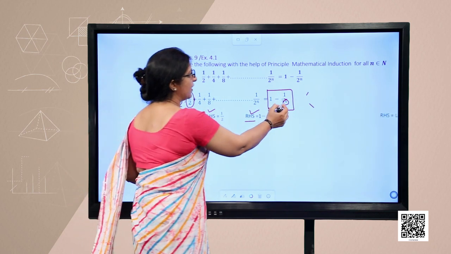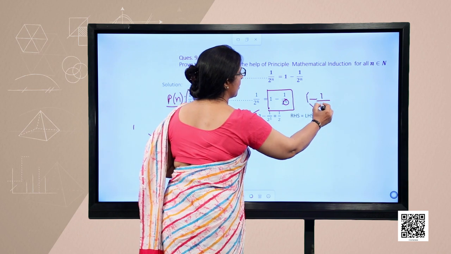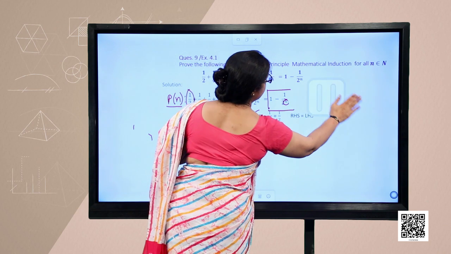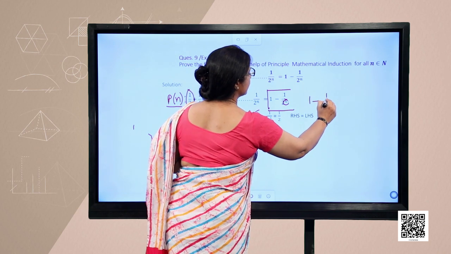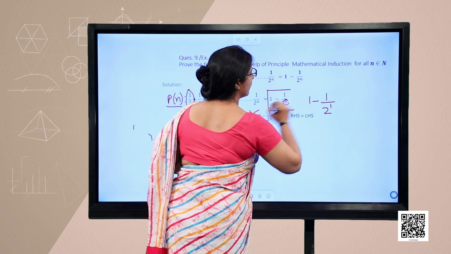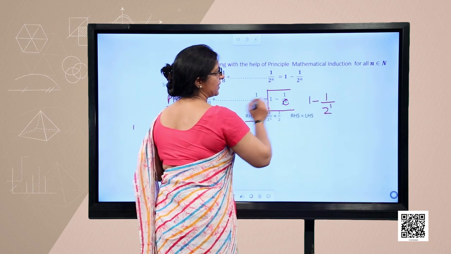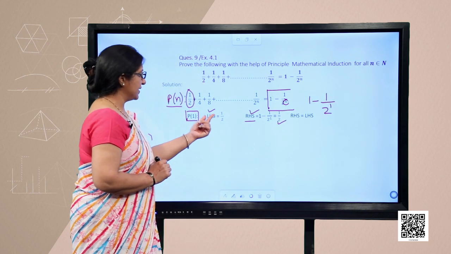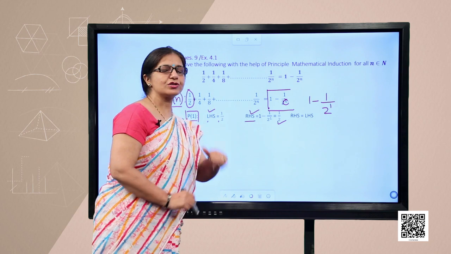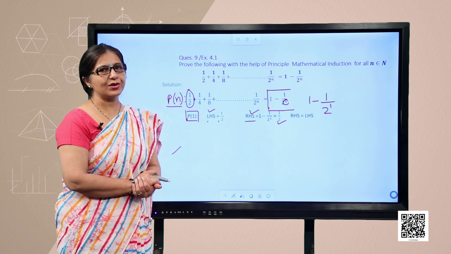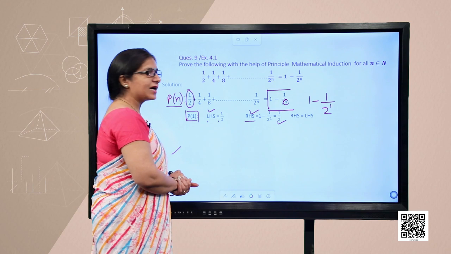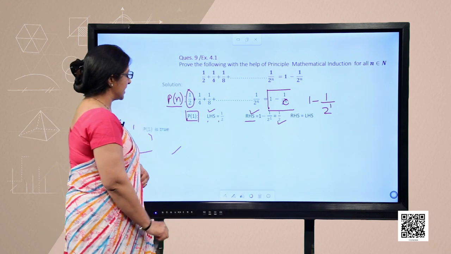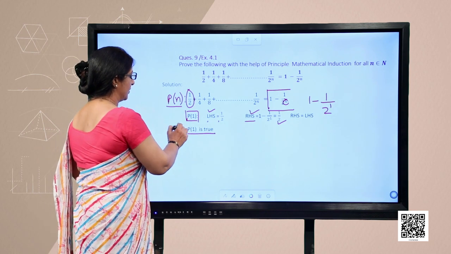When we put 1 here, 1 minus 1 upon 2 to power 1, let me write again, this is 1 minus 1 upon 2 to power 1. So, 1 upon 2 subtracted from 1 will give us nothing but 1 by 2 only. Left hand side is also 1 by 2, right hand side is also 1 by 2. So, left hand side is equal to right hand side. Therefore, our statement P1 is true.